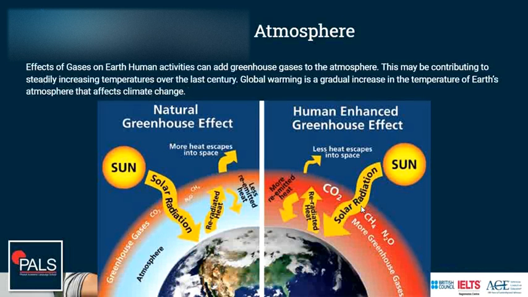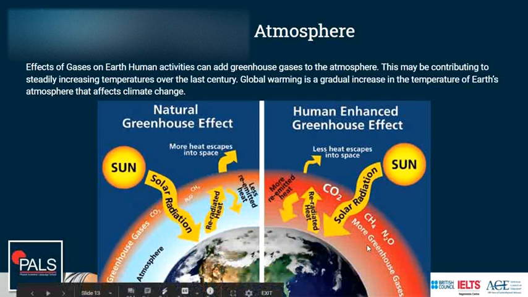However, human activities can add greenhouse gases to the atmosphere. This may contribute to steadily increasing temperatures over the last century. Global warming is a gradual increase in the temperature of Earth's atmosphere that affects climate change. Due to the increased greenhouse gases introduced by human activity, more heat is re-emitted back to Earth's surface, which causes global warming.